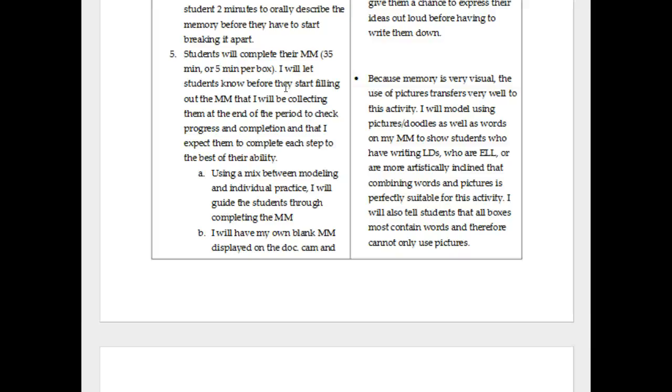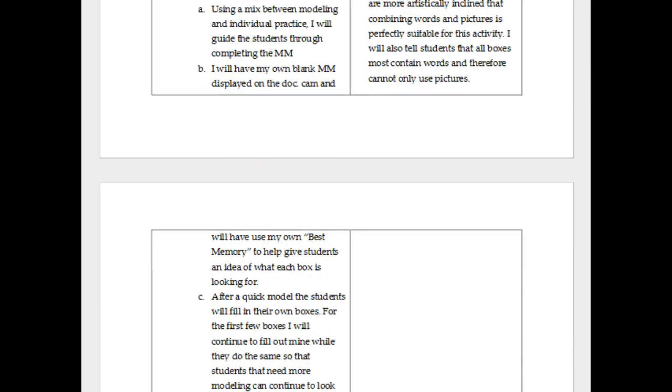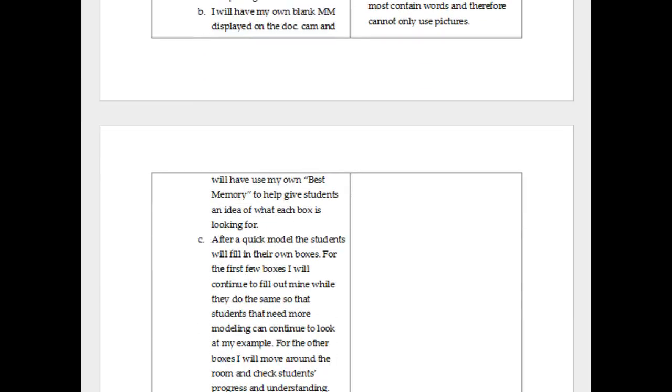Perfect, right? So then you have using a mix between modeling and individual practice. I'll guide the students through completing the memory map. So let's see. Before I comment, let me keep going. I'll have my own blank memory map displayed on the dot cam, and we'll have my own best memory. Oh, that's the model you have below. Great, wonderful. So I can see exactly what you're saying.